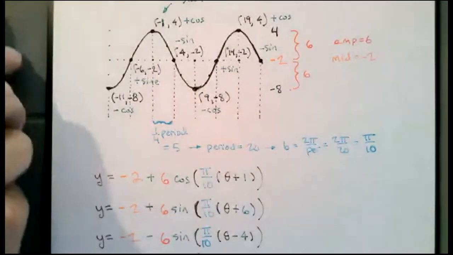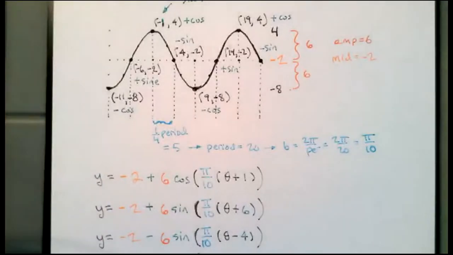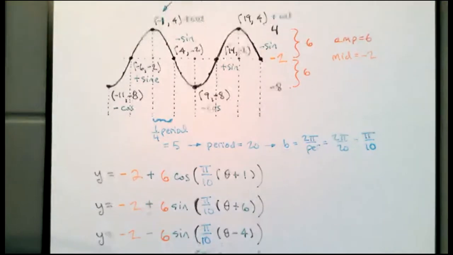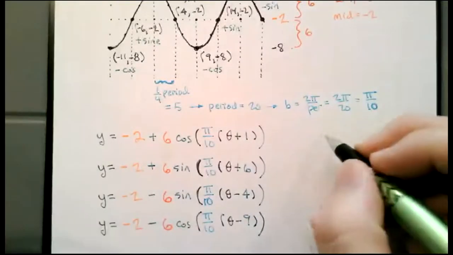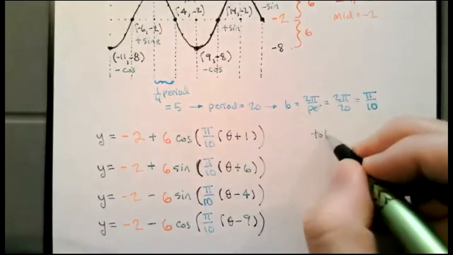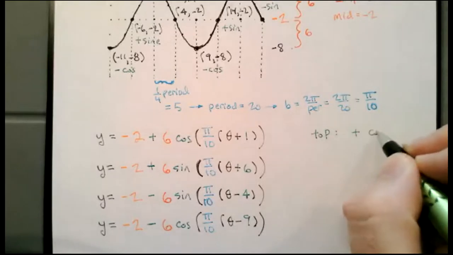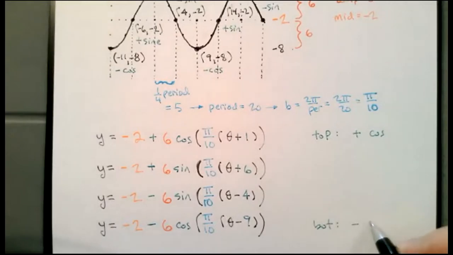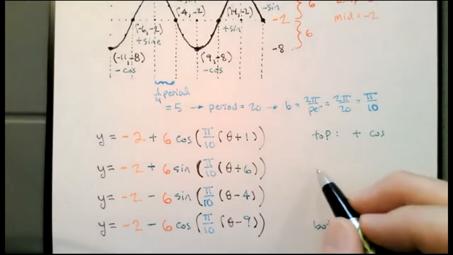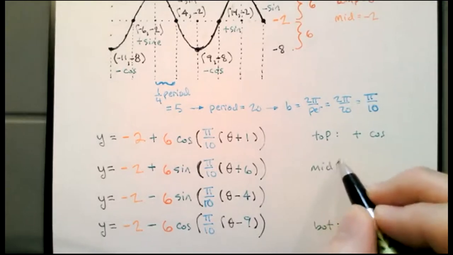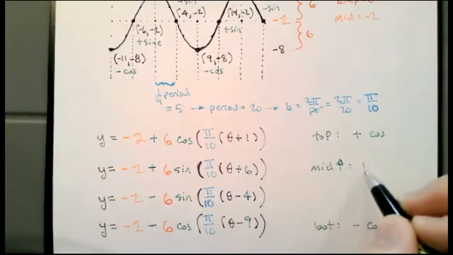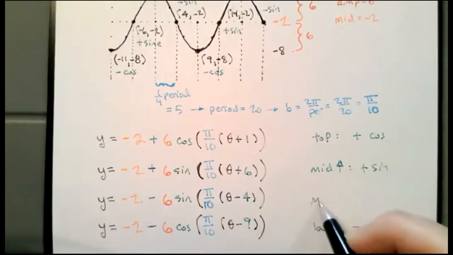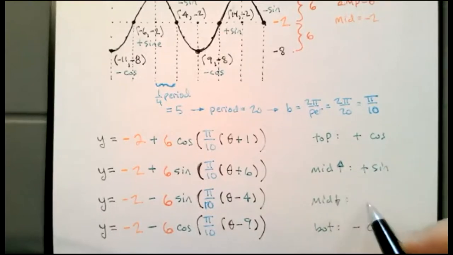So positive and negative, and sine and cosine, depend on where you start on the graph. If we start at the top, then we use positive cosine. If we start at the bottom, then we use negative cosine. If we start at the middle going up, then we're going to use positive sine. And if we start at the middle going down, then we're going to use negative sine.